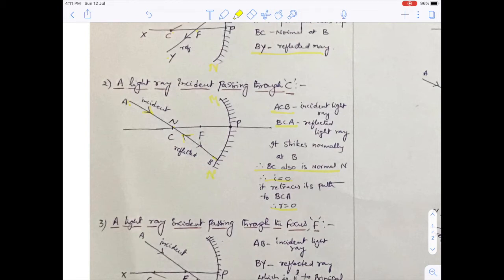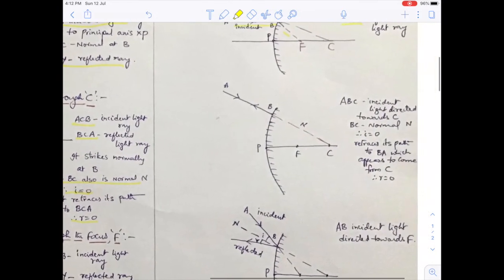Why does it reflect in the same path? Because any line passing through the center will become the normal. Therefore, when it is the normal and the incident light is coming in the same direction, obviously the angle of incidence is 0, therefore the angle of reflection will also be 0, and hence it retraces its path.